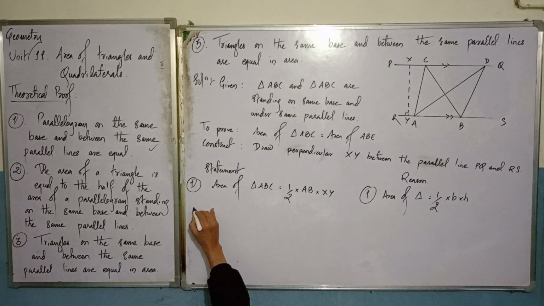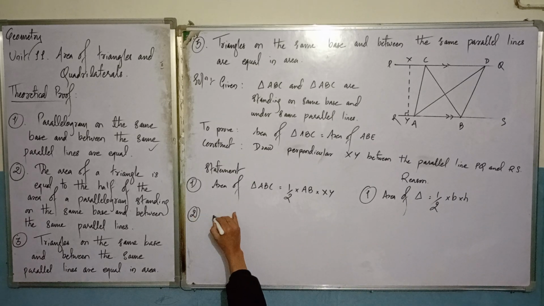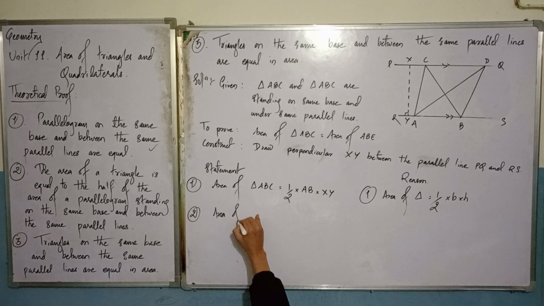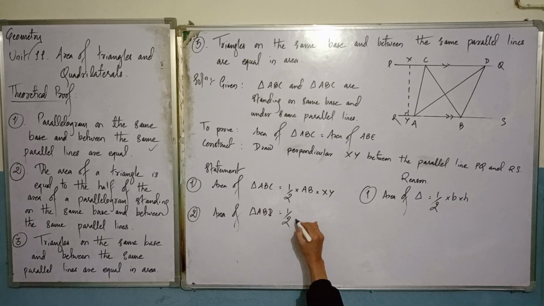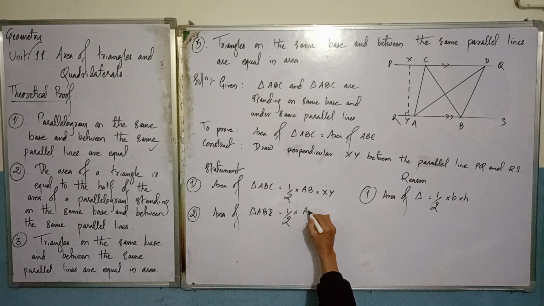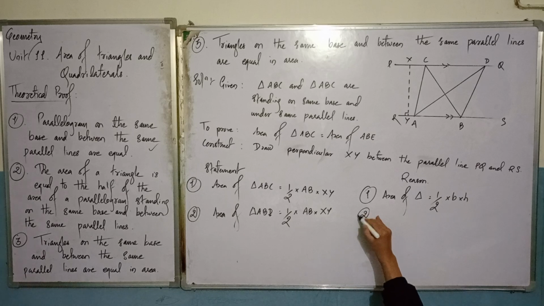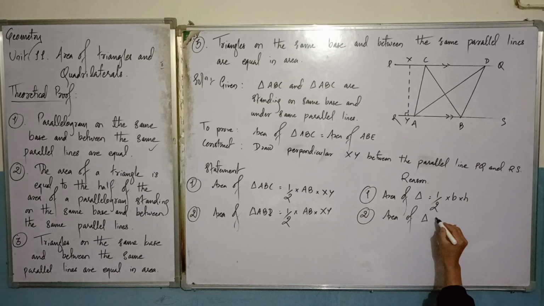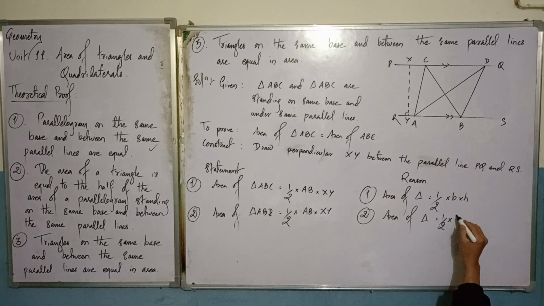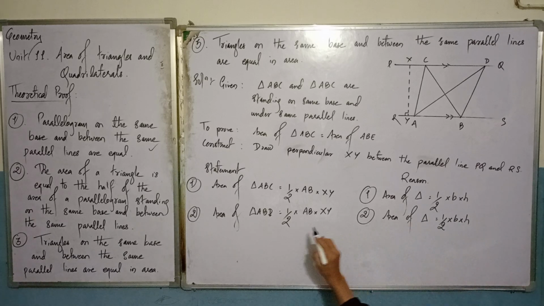In the same way, in number 2 also, area of triangle ABD is equals to 1 by 2 times. So in triangle ABD also, AB will be the base and the height will be the same, XY. So here also give the reason area of triangle is equals to 1 by 2 base into height.